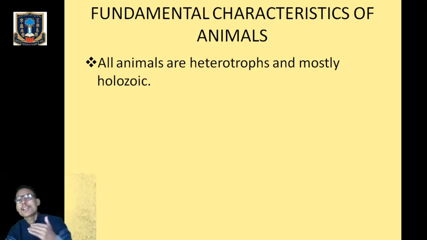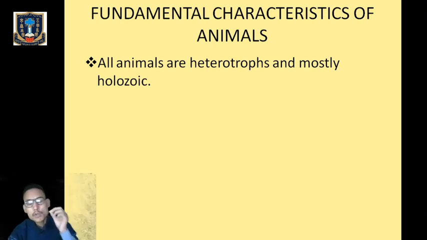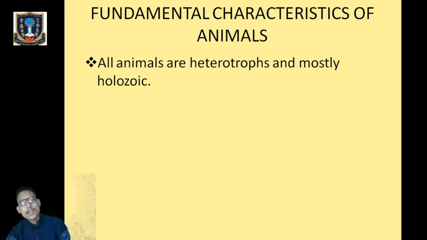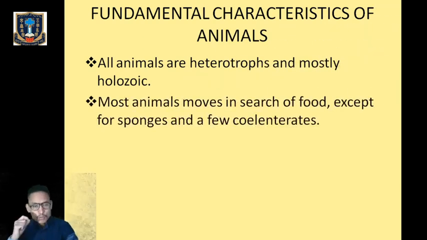So we are heterotrophs, and we have a holozoic mode of nutrition. That means we ingest food particles, may it be plant or other animal parts. So we have a holozoic mode of nutrition, and mainly we ingest solid or liquid food particles. Next character, most animals move in search of food from one place to another. That means they show locomotion. They can move from one place to another.